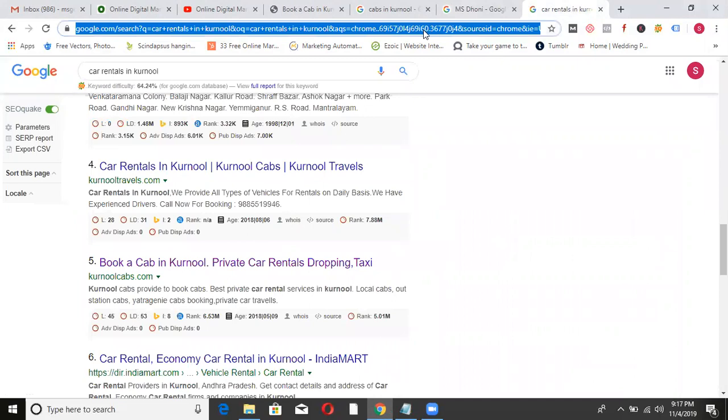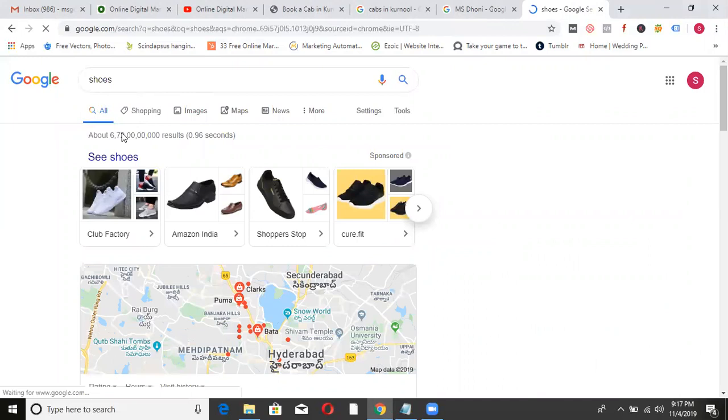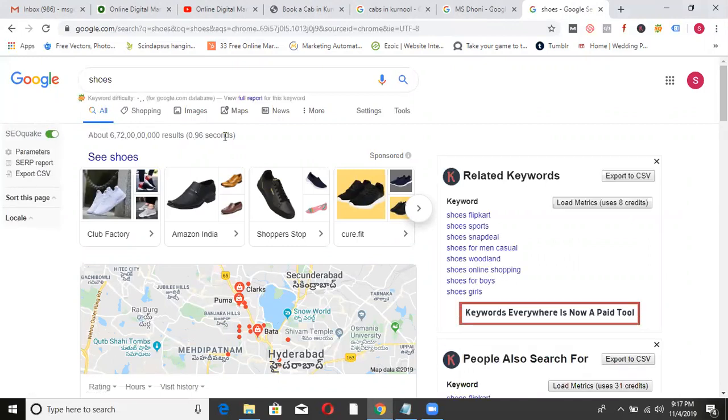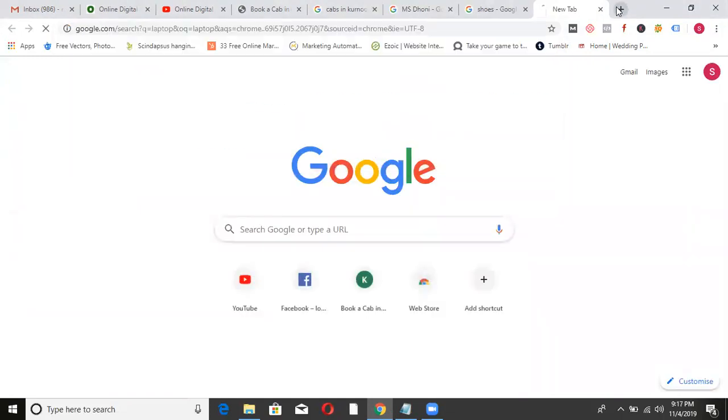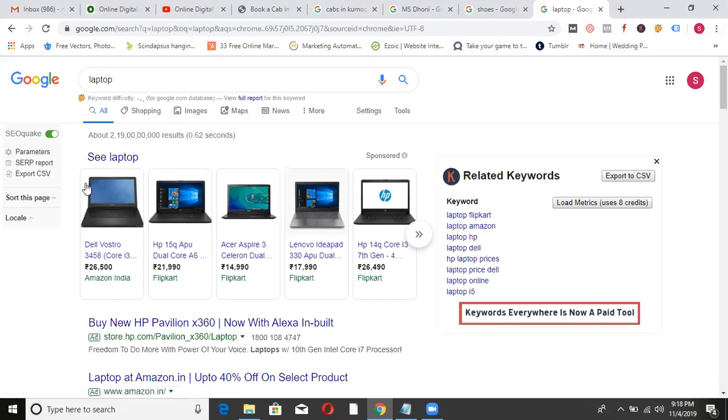Now searching for another keyword called shoes. 672 crore results are there, and Google took 0.96 seconds to retrieve the information. And even with this much vast information, it gave accurate results. They gave results about shoes only, they didn't give results about laptops. And when I search about laptop, 219 crore results are there. Google retrieved it in 0.62 seconds and accurately talked about laptops only.